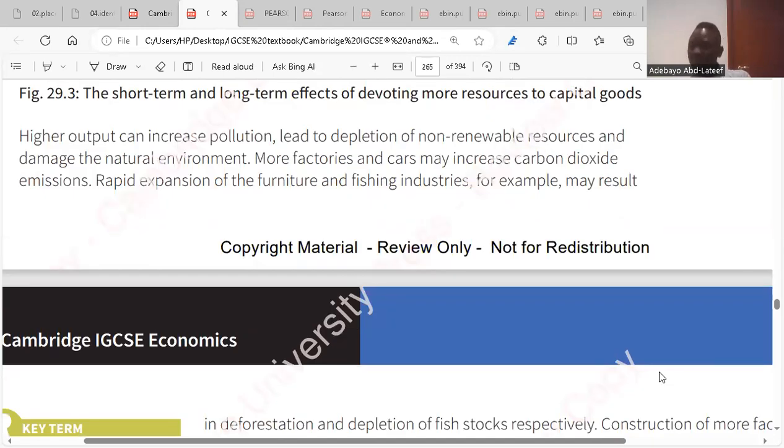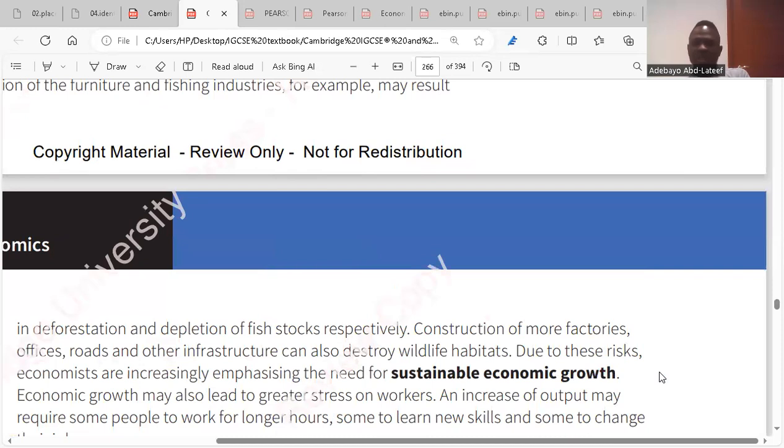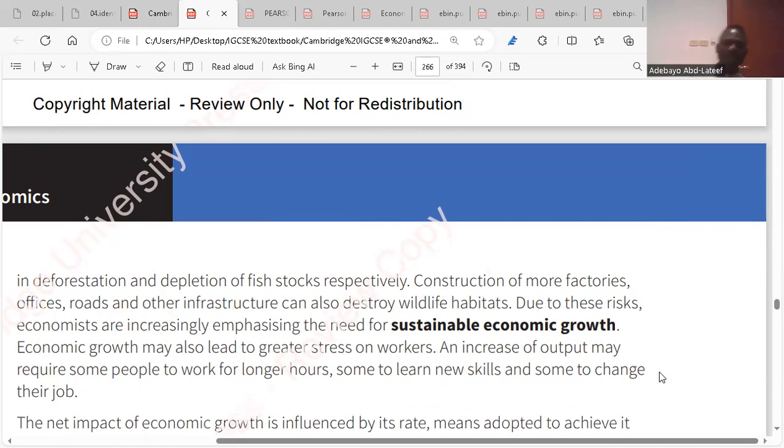Higher output can increase pollution, lead to depletion of non-renewable resources, and damage the natural environment. More factories and cars may increase carbon dioxide emissions. Rapid expansion of the furniture and fishing industries, for example, may result in deforestation and depletion of fish stocks respectively. Construction of more factories, offices, roads, and other infrastructure can also destroy wildlife habitats. Due to these risks, economists are increasingly emphasizing the need for sustainable economic growth.